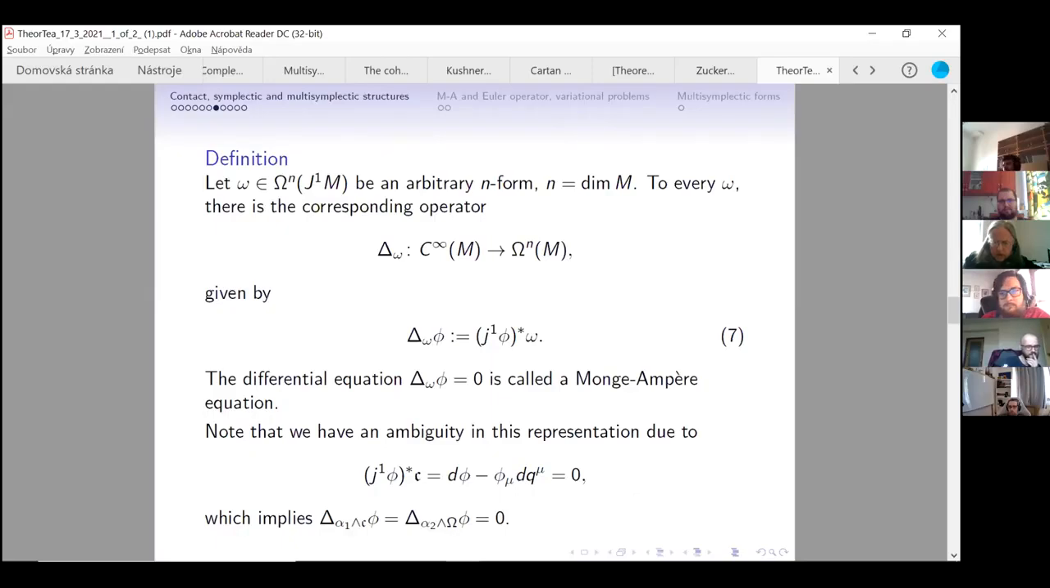So remind me, the J1 phi, what does that mean again? J1 phi is simply, it takes the first prolongation of phi. Phi is a function, and J1 phi is the first prolongation. Okay, but I can understand it as a section. J1M is a bundle over M, right? And J1 phi can be understood as a section of this bundle, J1M down to M. So maybe in the next part I will try to give also some diagrams of where is J1M, where is M, and what we are pulling from where to where. To make it a bit more clear.